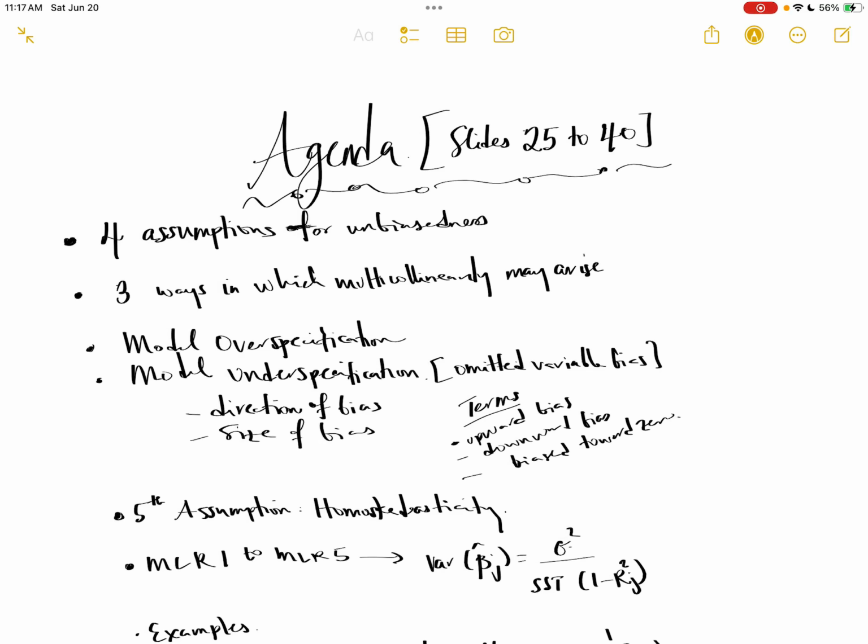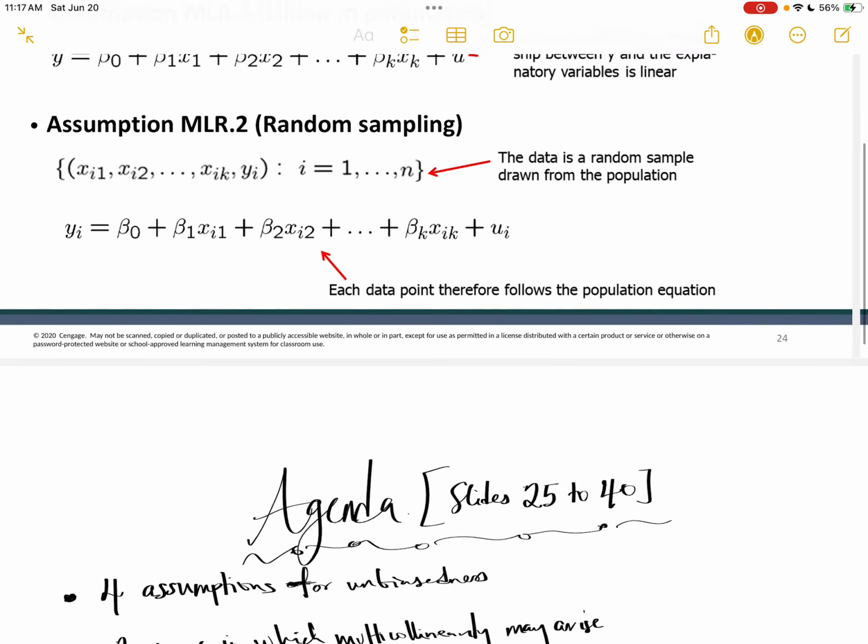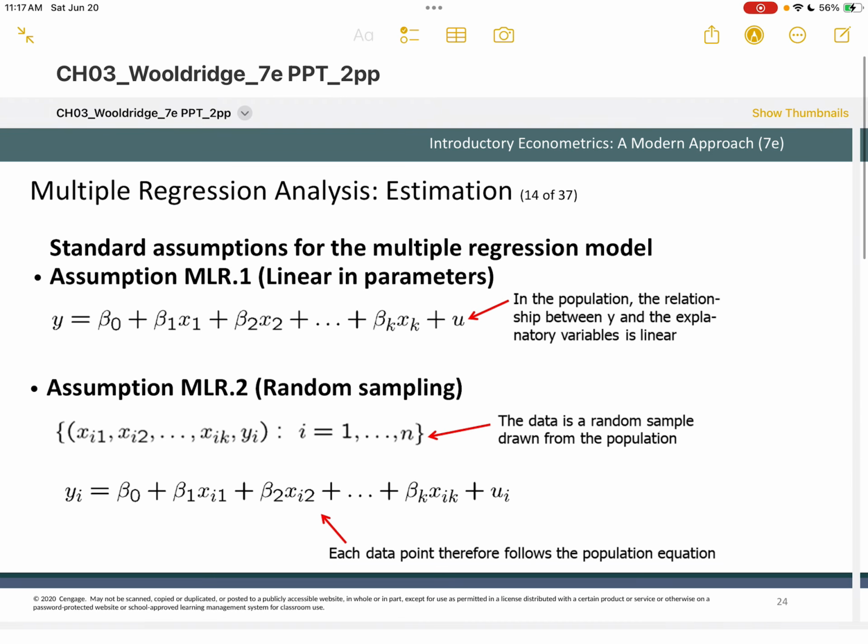All right, happy Saturday. We are going to work on chapter 3. Chapter 3, multiple linear regression. We are using Jeffrey Wooldridge's textbook, Introductory Econometrics, a Modern Approach, the 7th edition.